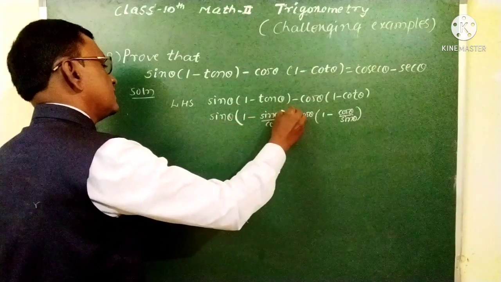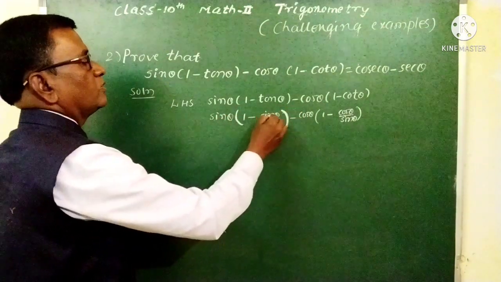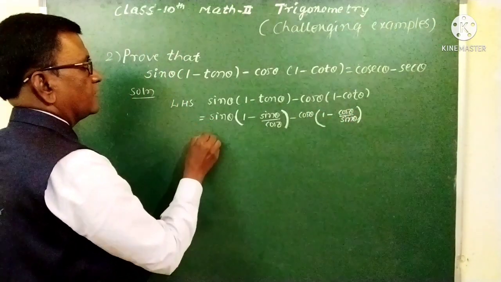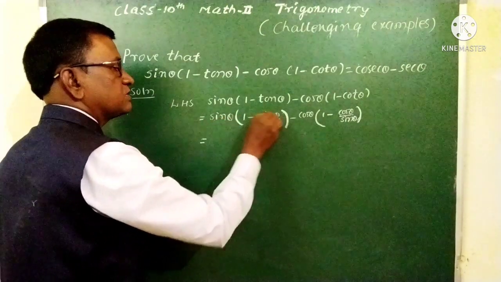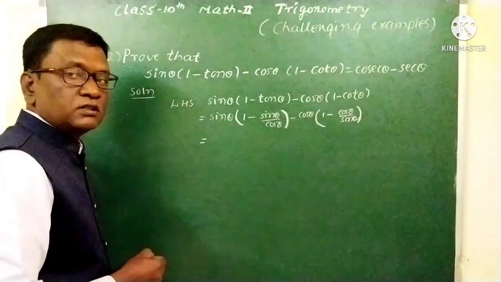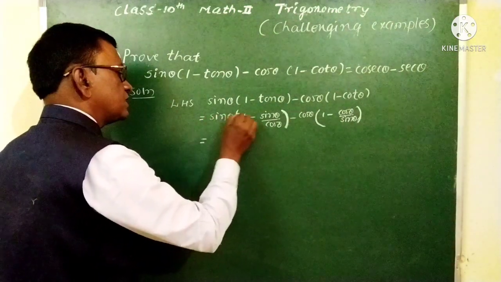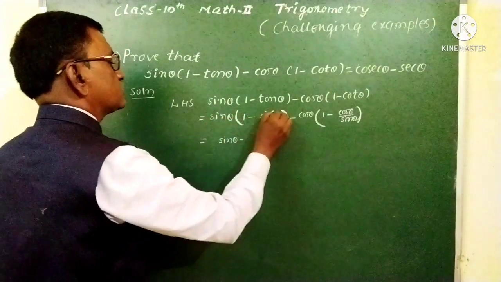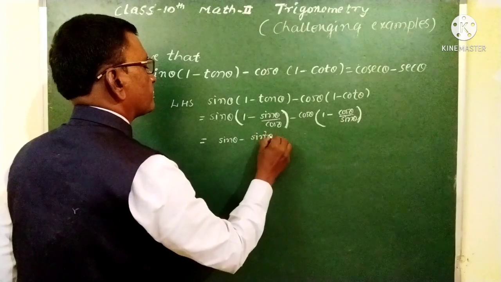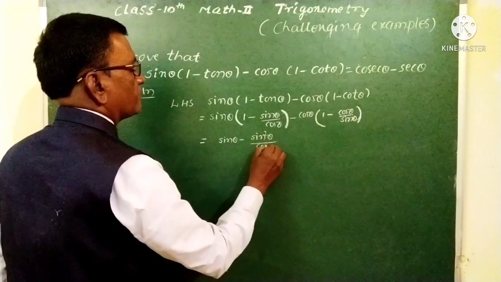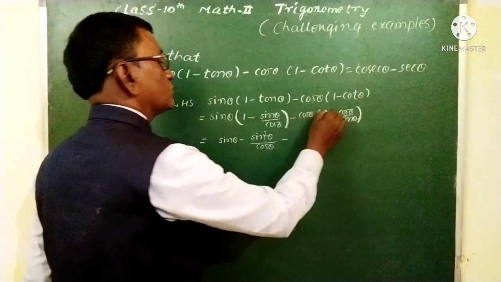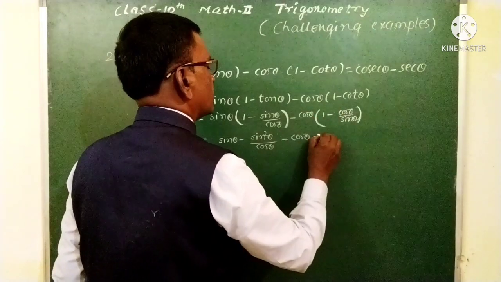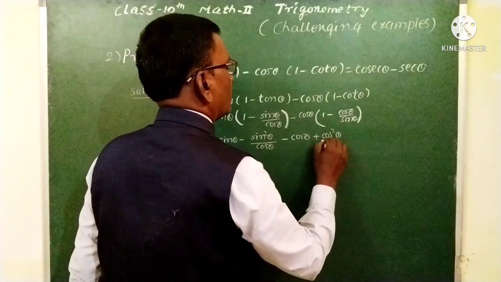As here is sin theta into this bracket and cos theta into this bracket, in the second step you multiply sin theta to this bracket and cos theta to this bracket. So sin theta into 1 is sin theta. Sin theta into sin theta is sin square theta upon cos theta. Cos theta into 1 is cos theta. Cos theta into cos theta, minus into minus is plus, cos square theta upon sin theta.